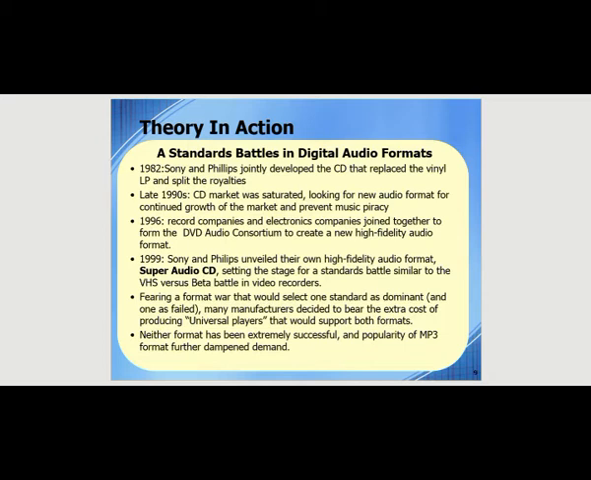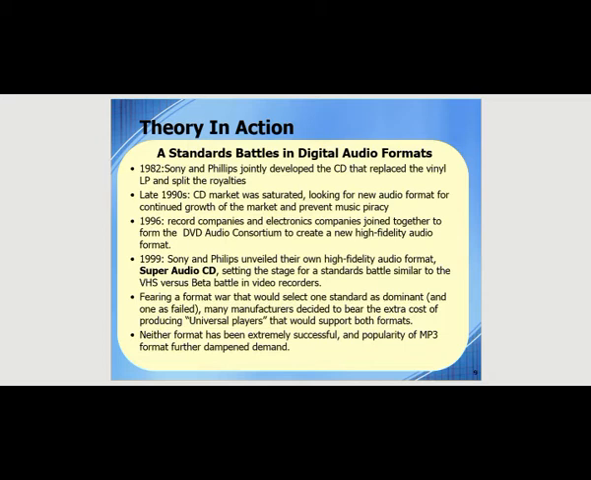In 1996, the record companies and electronics companies joined together to form the DVD Audio Consortium to create a new high-fidelity audio format. In 1999, Sony and Philips unveiled their own high-fidelity audio format, Super Audio CD, setting the stage for a high-stakes standards battle similar to the VHS versus Beta battle in video recorders.